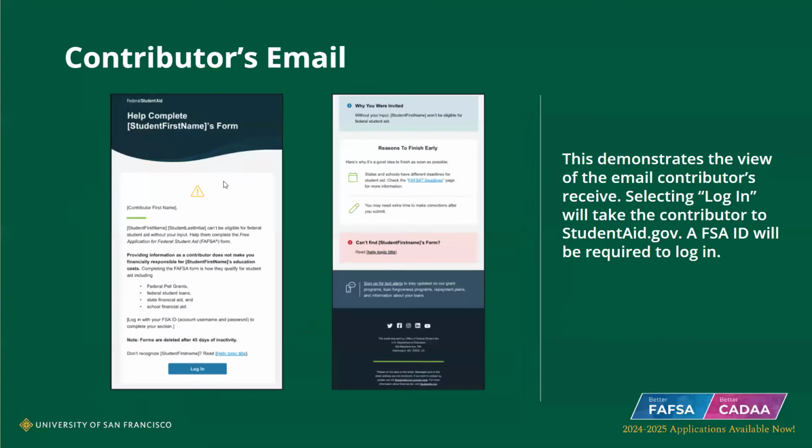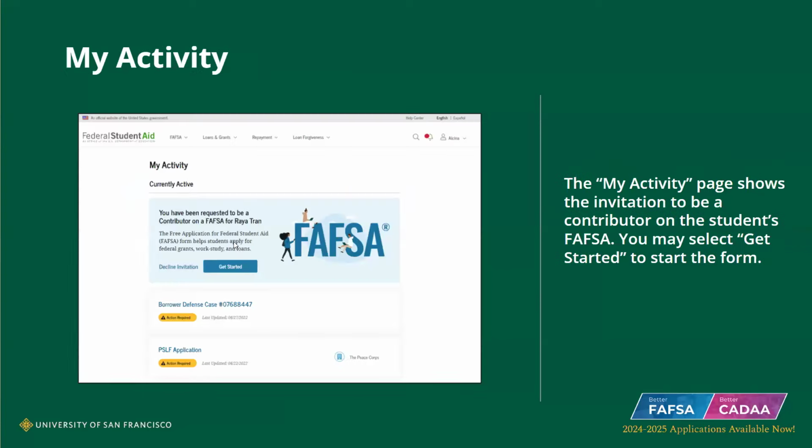This is what the contributors see. Once the contributor logs in, it'll take them to FSA, to studentaid.gov, and they'll need to use their FSA ID to log in. And they're basically saying, hello, we need you to complete this form. And then the My Activity page on studentaid.gov shows the invitation for the student to be a contributor. And you can select Get Started.